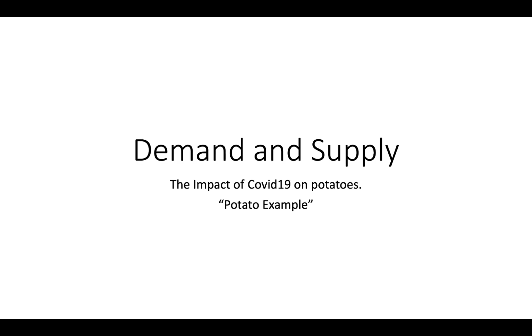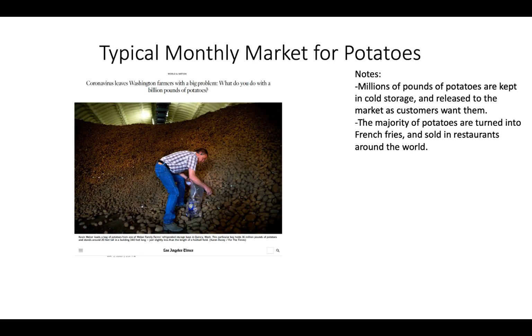All right, I would like to discuss demand and supply with you. I want to talk about the example I posted in Blackboard. This was the monthly market, or the market for potatoes. If you look at that article, you'll see that there's millions of pounds of potatoes kept in cold storage every year. Farmers grow them, harvest them, and store them, and they can release them throughout the year as customers want them. The majority of those potatoes are turned into French fries and sold in restaurants around the world. Basically, it's a huge export market. I think 90% of the potatoes are sent to the French fry market.